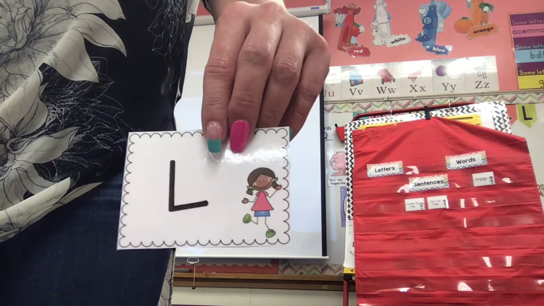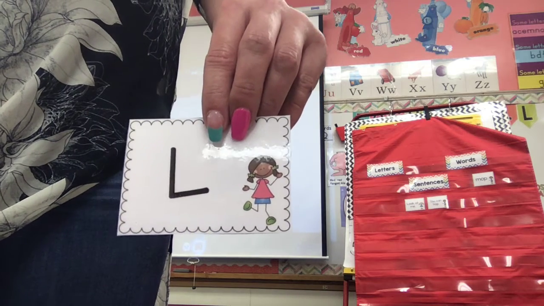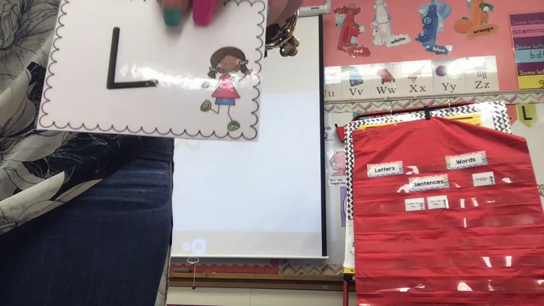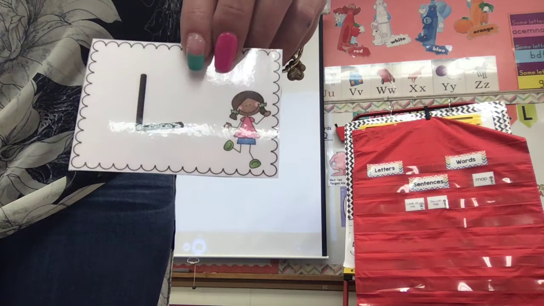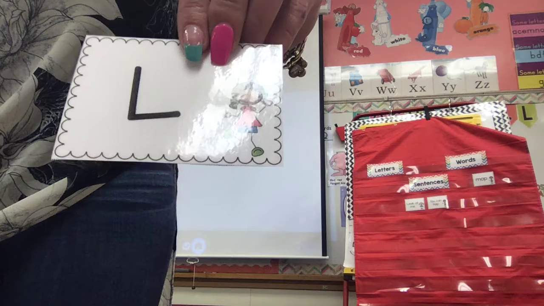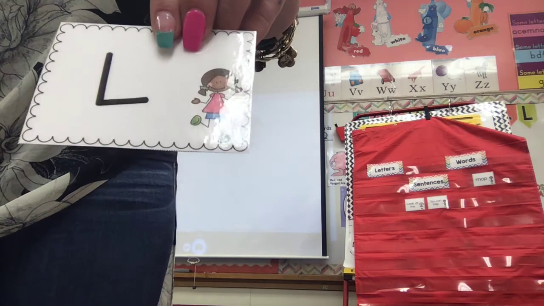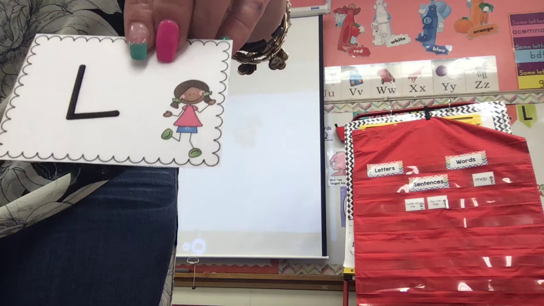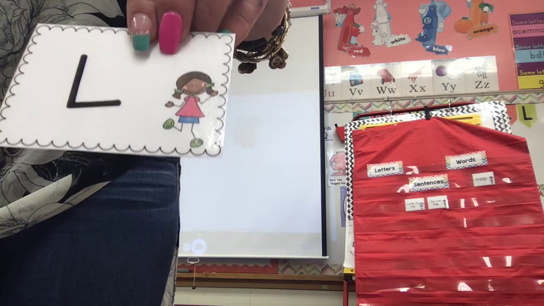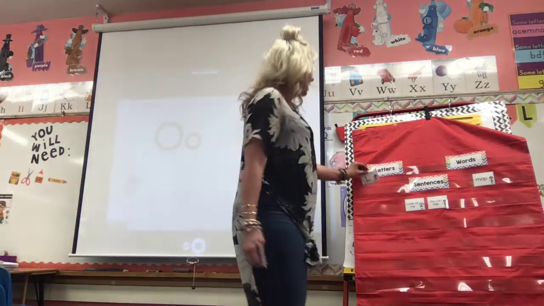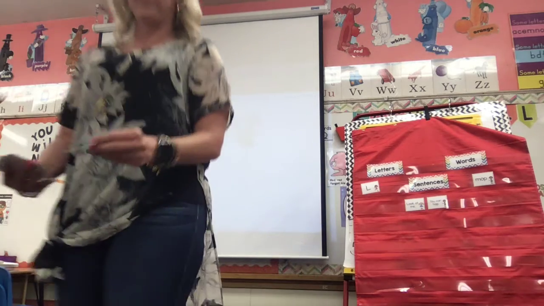What is this? This is something we learned last week. This is the letter L. Notice Miss Summer helped you with that one. It's the letter L. So it's a letter. What sound did our letter L make? Ul. L says ul. Every letter makes a sound. So this one's going to go under our letters.